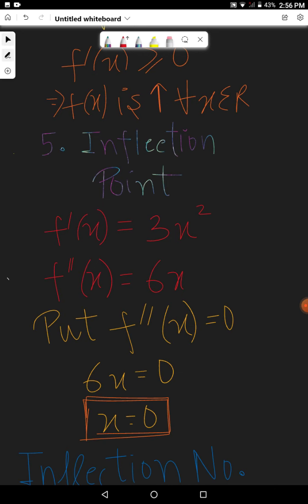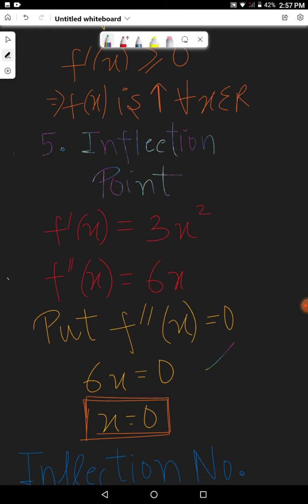Then fifth, you have to calculate the inflection point. So for that, first of all, find the second derivative f double dash x using f dash x, and then after that put f double dash x equal to 0. So what you will get? That x is equal to 0.